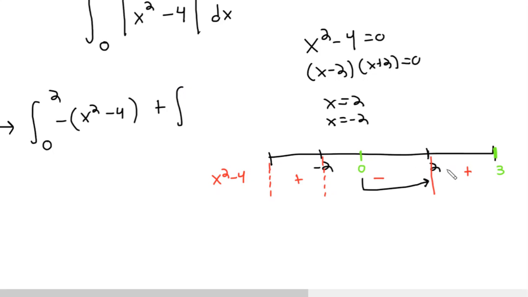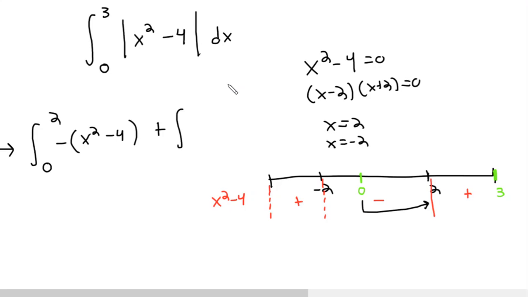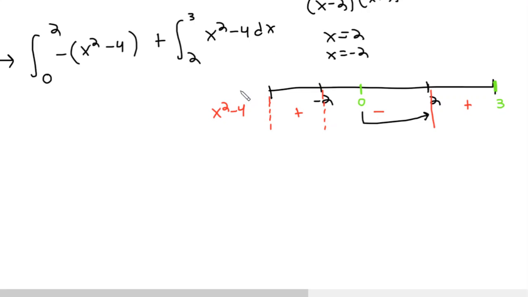And then where is it positive? From 2 to 3. And again, it's positive from 2 onwards technically, but our integral only runs from 0 to 3. So I'm just going to say 2 to 3. And there's a positive in front of it, so I just simply say x squared minus 4. Oh, and that's really all there is to it.